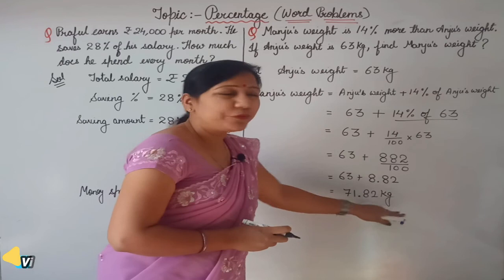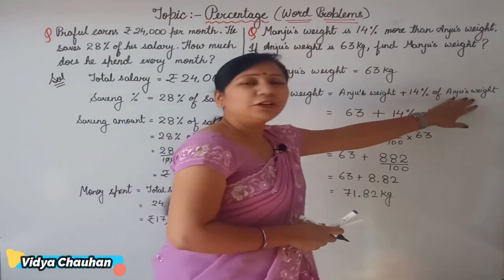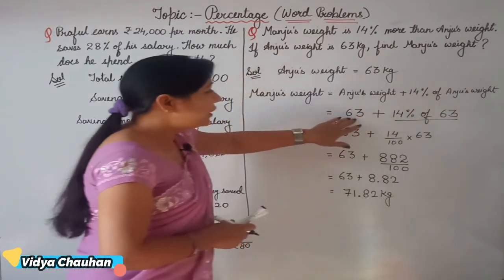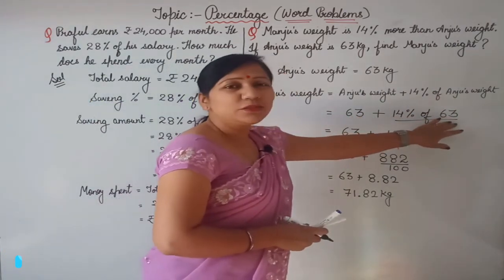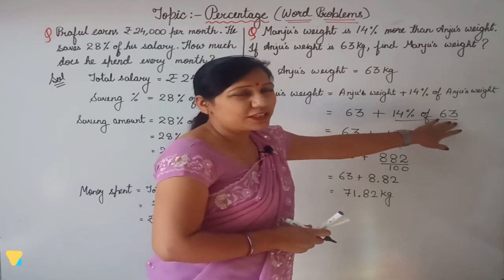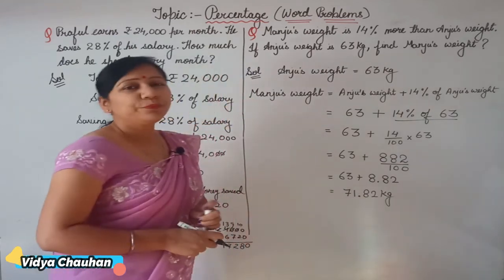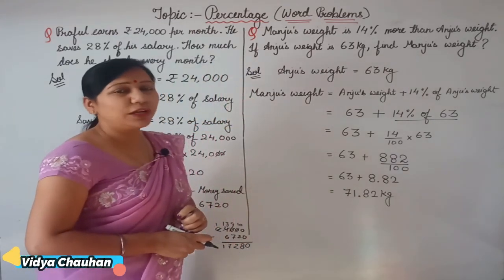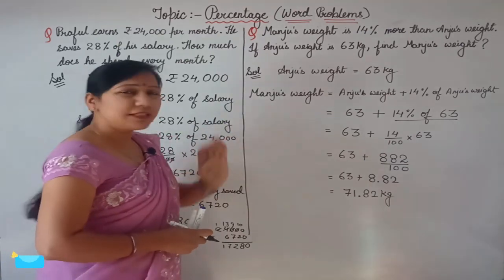As it is given that Manju's weight is 14% more than Anju's weight, Manju is 71.82 kg. How have we calculated? Weight of Anju plus 14% of Anju's weight. Weight of Anju is 63 kg and then 14% of her weight, that means 63 kg. As we have done the calculation, we come out with Manju's weight as 71.82 kg. I hope both the solutions are clear.